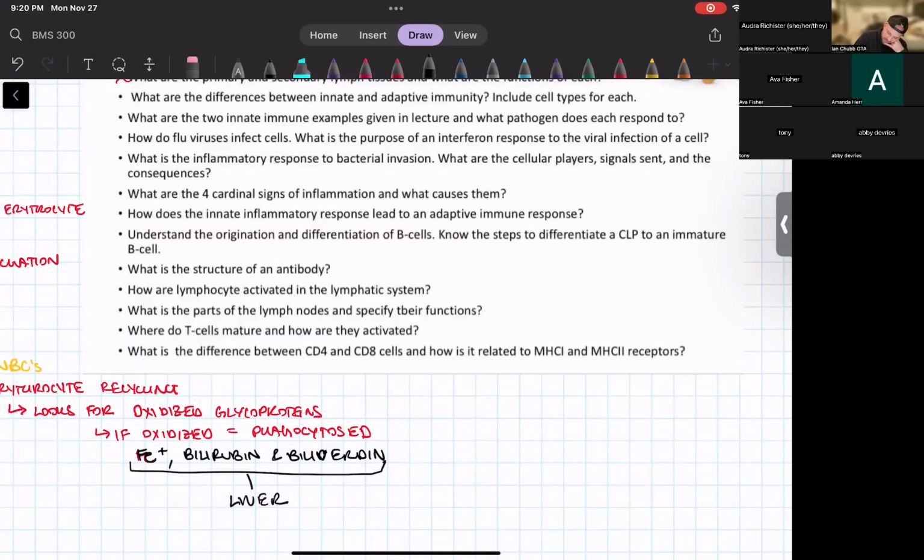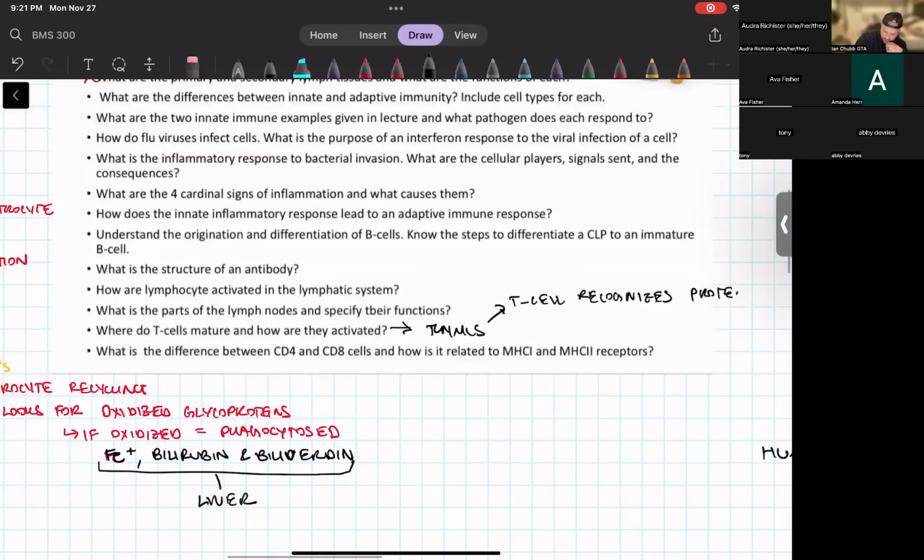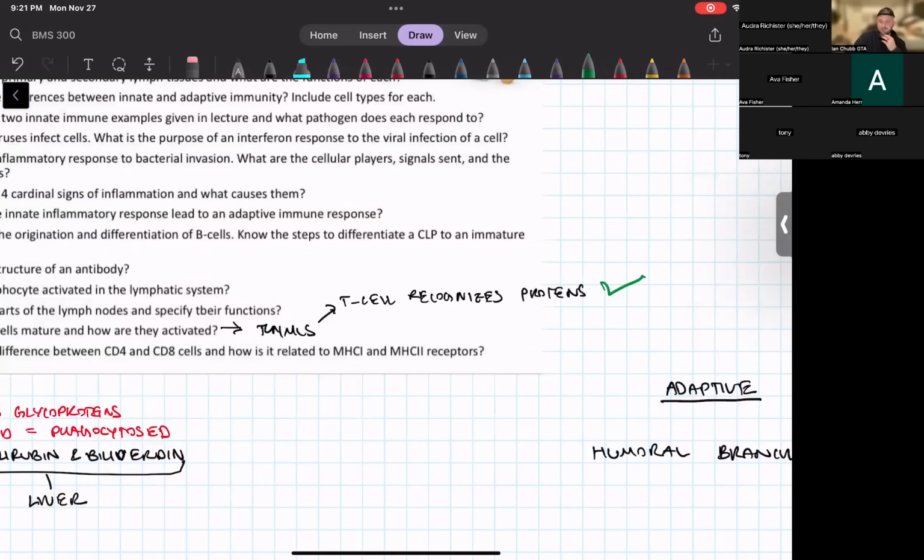I'm just going to very quickly say this, but T cells are all due to the thymus. The thymus does two things. It looks at T cells, and if the T cell recognizes proteins, then it's good to go. It can move on and do its job. If the T cell does not recognize proteins, then the thymus will tell it to go and die. So basically it's going to be like, you're not functional enough to actually go work.